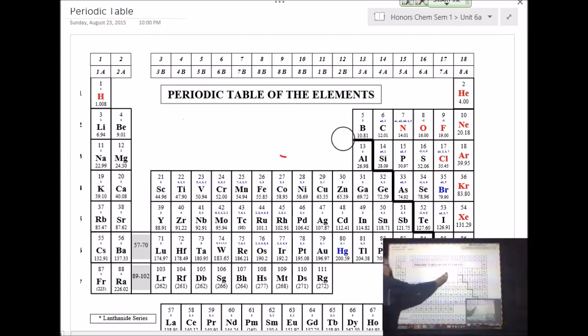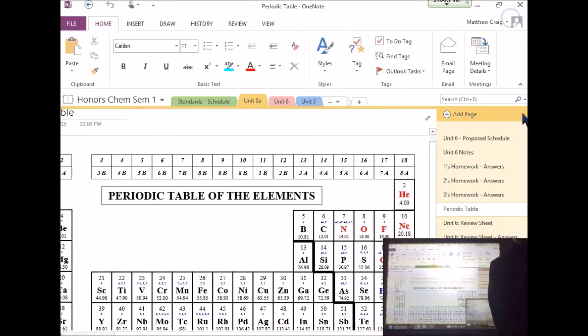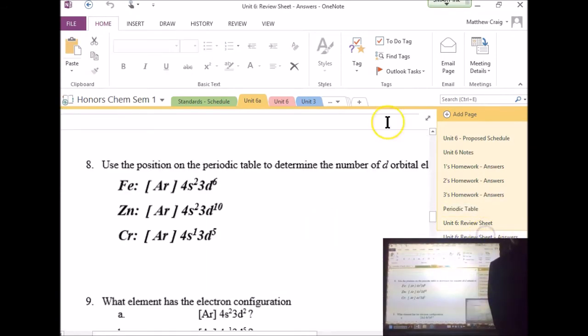So we have very strict rules and guidelines here. That's right. That's life.